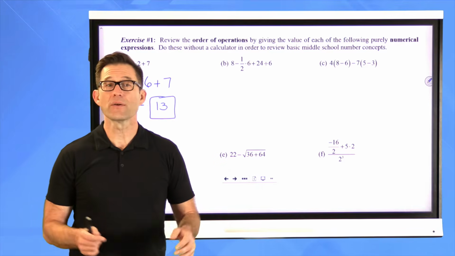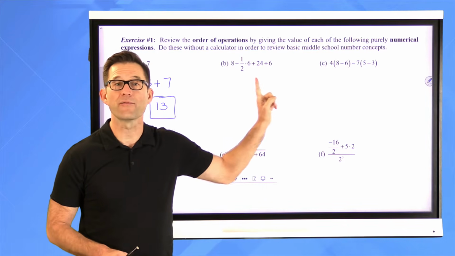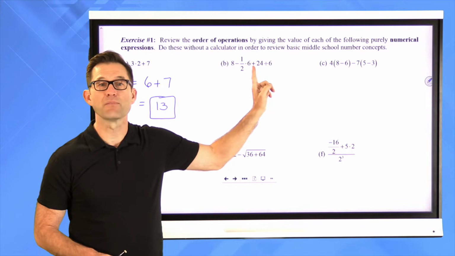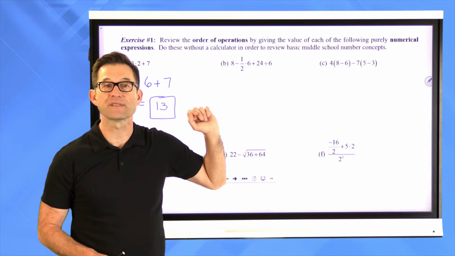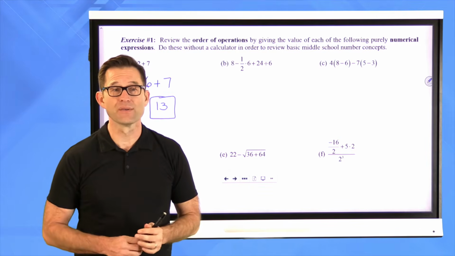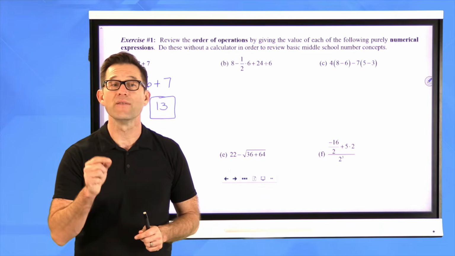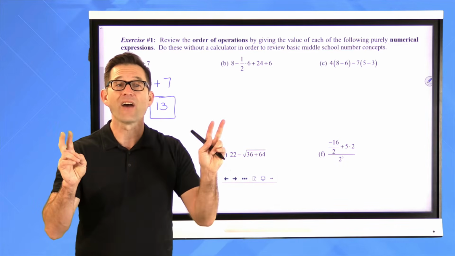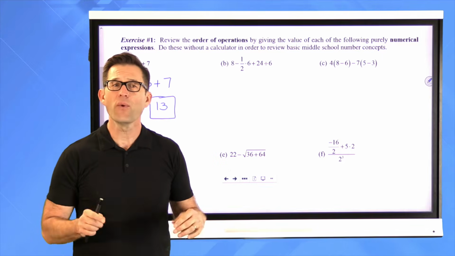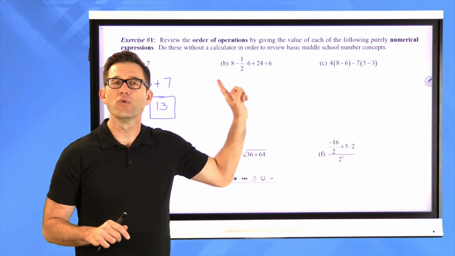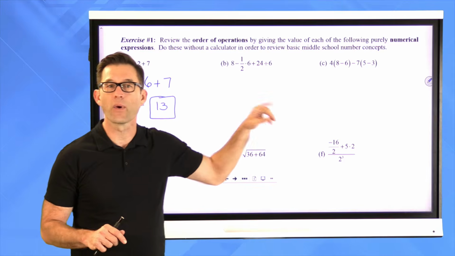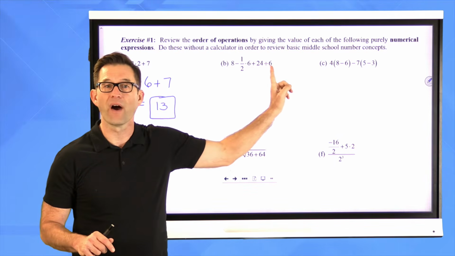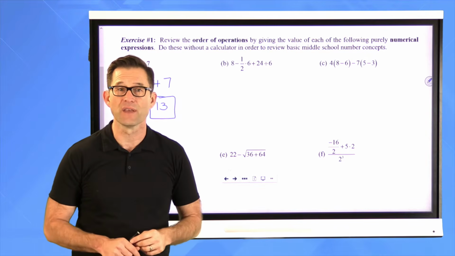All right, now again, generally speaking, when we read an expression, we want to read it from left to right. So in letter B, we have 8 minus 1/2 times 6 plus 24 divided by 6. Now again, order of operations tells us that we should be doing the multiplication and the division first. Which one of them should we do first? Well, multiplication and division tie with one another. And so when you have a tie in order of operations, you really kind of do it just from left to right. So what I'm going to be doing is figuring out what 1/2 times 6 is and what 24 divided by 6 is, and I'm going to be putting those into the expression.